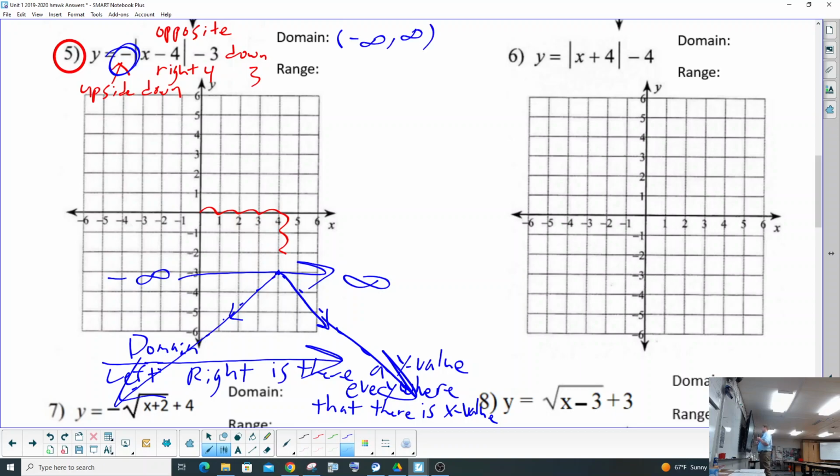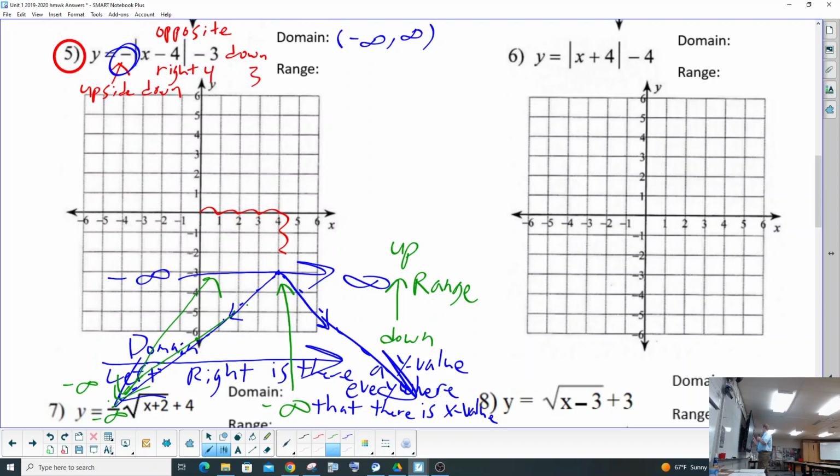Now the range is going to be different on this one. Remember the range: the range is going from down to up. So this goes all the way down to negative infinity. So our graph is going to be down here, negative infinity, slowly going up, and we get to that point, and it's not going to go any higher than that. What is that point?